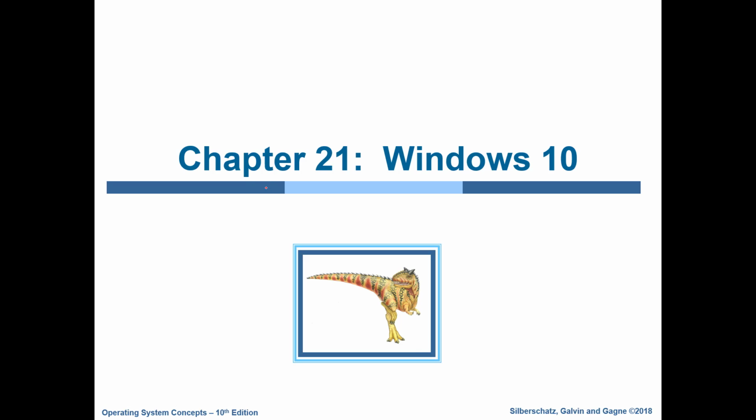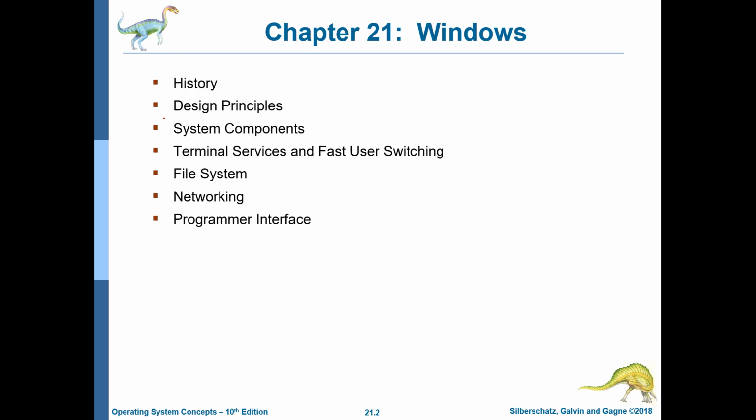Welcome to chapter 21, which is the last chapter in the book. So, in this book, we will discuss the popular operating system Windows 10. So, we'll start with the history, the design principles, the main system components. Then, of course, Windows 10 has some facilities that make it work like a server. So, we'll discuss terminal services and fast user switching.